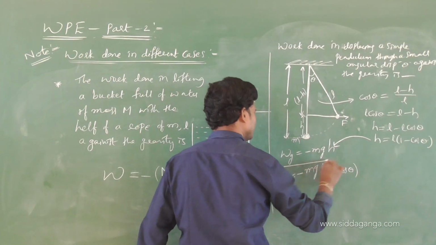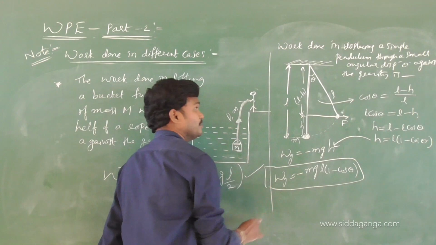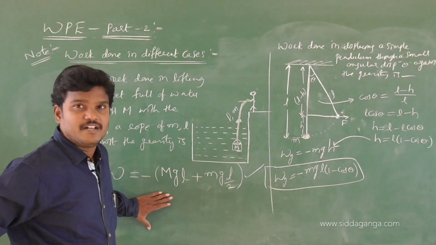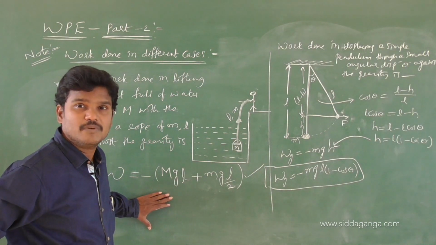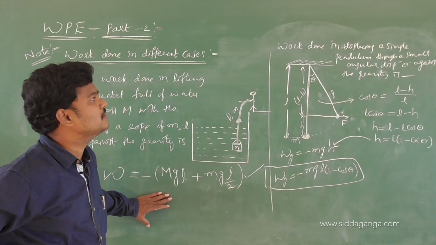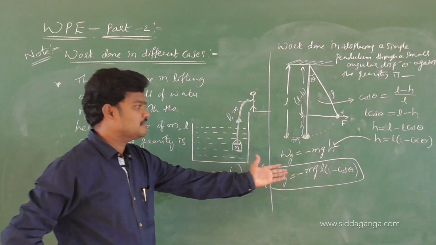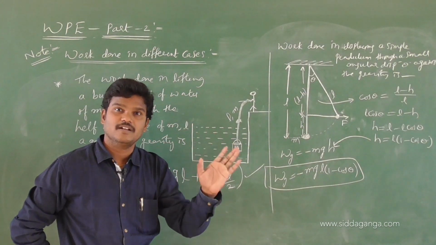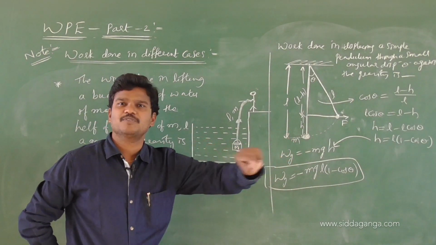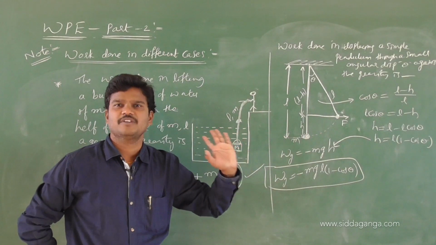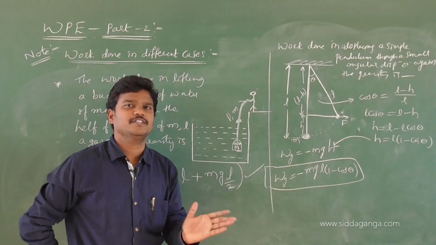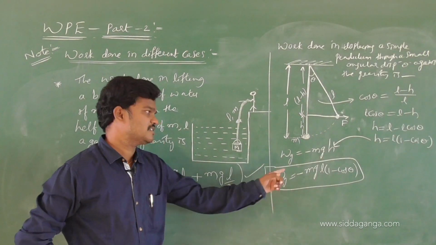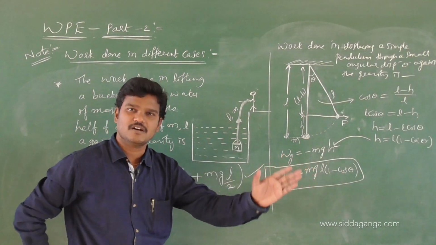So this is the work done against gravity by pulling the simple pendulum through a small angular displacement theta: minus mgL 1 minus cos theta. If a problem is given based on this, use the formula mgh. If height is not given, convert that height into L and theta. For example, the pendulum is displaced through 30 degrees from the initial position, then find the work done against gravity. Work done against gravity is minus mgL 1 minus cos theta.